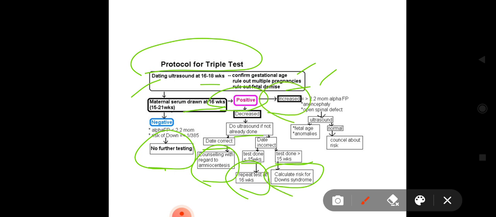Now if maternal serum alpha-fetoprotein is increased, then what risks are there? Anencephaly and open spinal defects; ultrasound is done. Fetal age and anomalies are to be scanned, and if it's normal, then counsel about the risk.